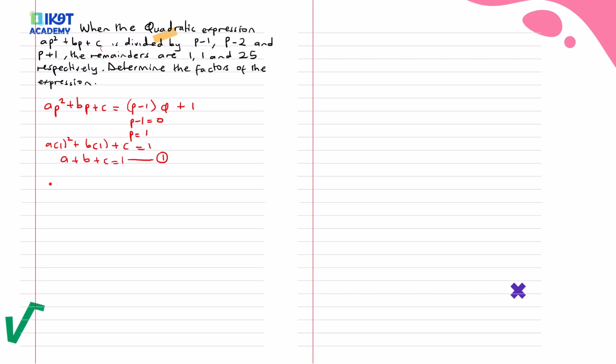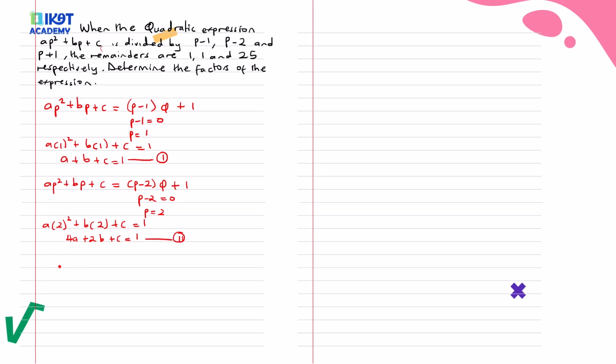Then now I have ap squared plus bp plus c. This is equals to p minus 2 into q plus 1. Equate this to 0. p is 2. I substitute this in. This is a into 2 squared plus b into 2 plus c is 1. So what do I have? 4a plus 2b plus c is 1. Then now I call this equation 2.